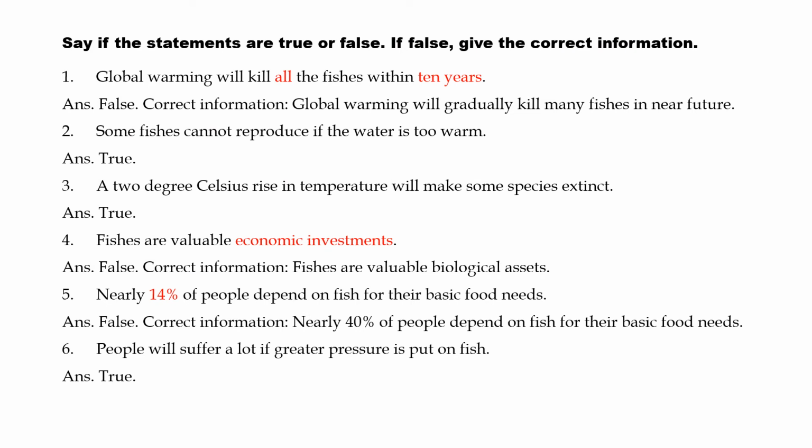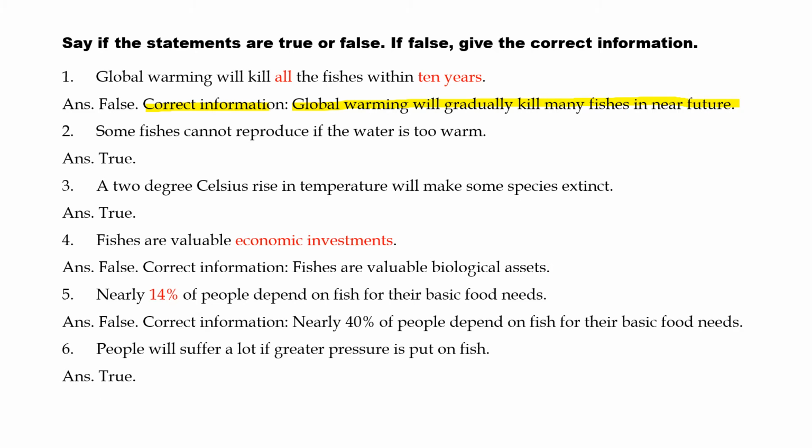So, well, now we are going to do some exercises. Alright? The exercise here is say if the statements are true or false. If false, give the correct information. The first statement here is global warming will kill all the fishes within 10 years. So, can you remember? Was there any time duration given in the text? No, right? So, the statement is false. The writer told us only that there will be some fishes in extinction if the temperatures rise even by 1 or 2 degrees Celsius, right? So the correct information will be global warming will gradually kill many fishes in near future.